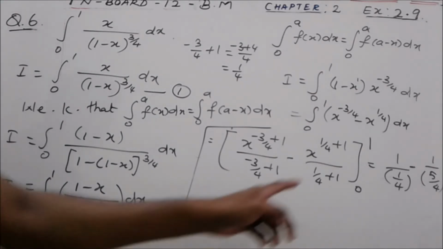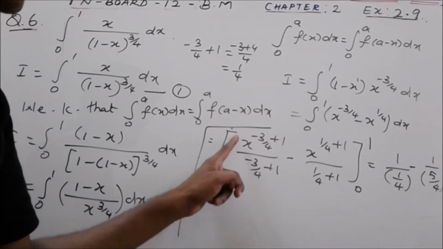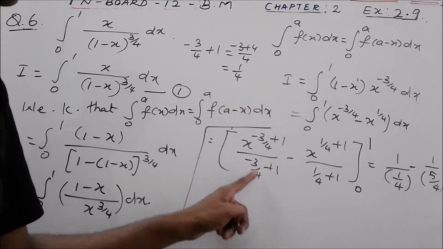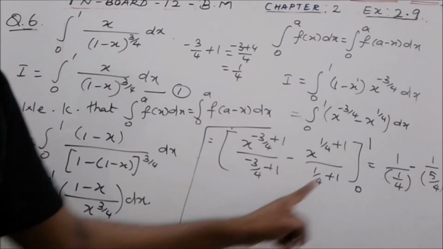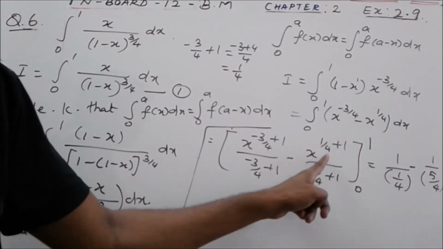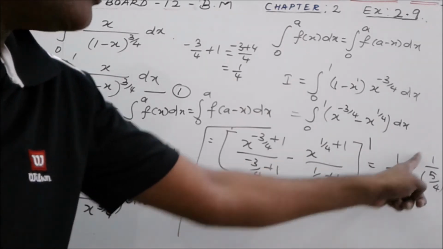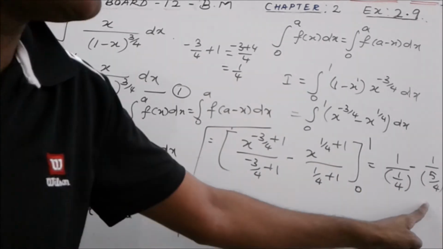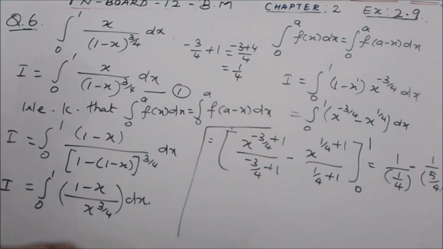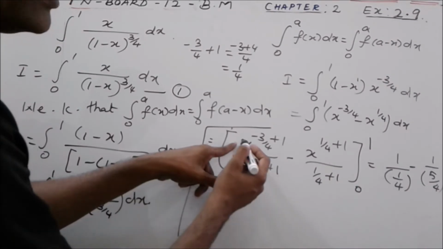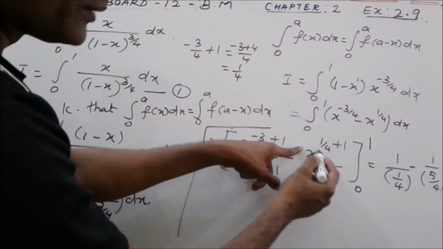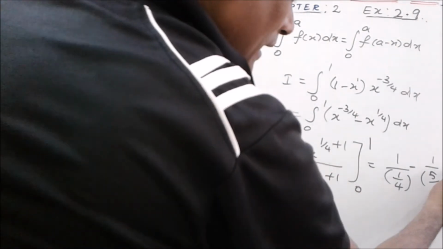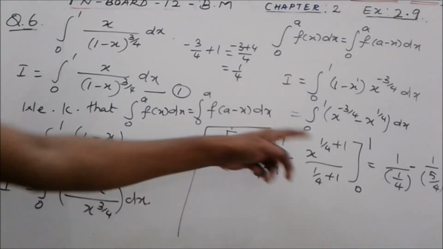Are you clear here? Substituting the upper limit for x, 1 power minus 3 by 4 plus 1 is 1. Simplifying the denominator, minus 3 plus 4 by 4 is 1 by 4. So 1 by 1 by 4. Here substituting upper limit, 1 power 1 by 4 plus 1 is 1. In the denominator we have 1 by 4 plus 1, that is 1 plus 4 by 4, 5 by 4. For the lower limit, substituting the lower limit here, the total value becomes 0. Here also substituting x, the total term becomes 0. So the subtraction gives 0. When substituting the lower limit, the total value becomes 0.